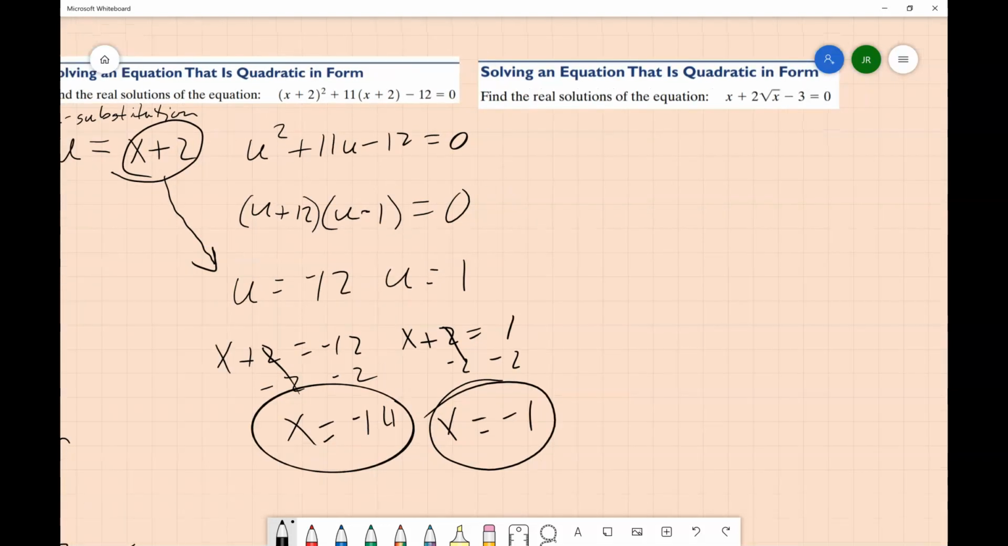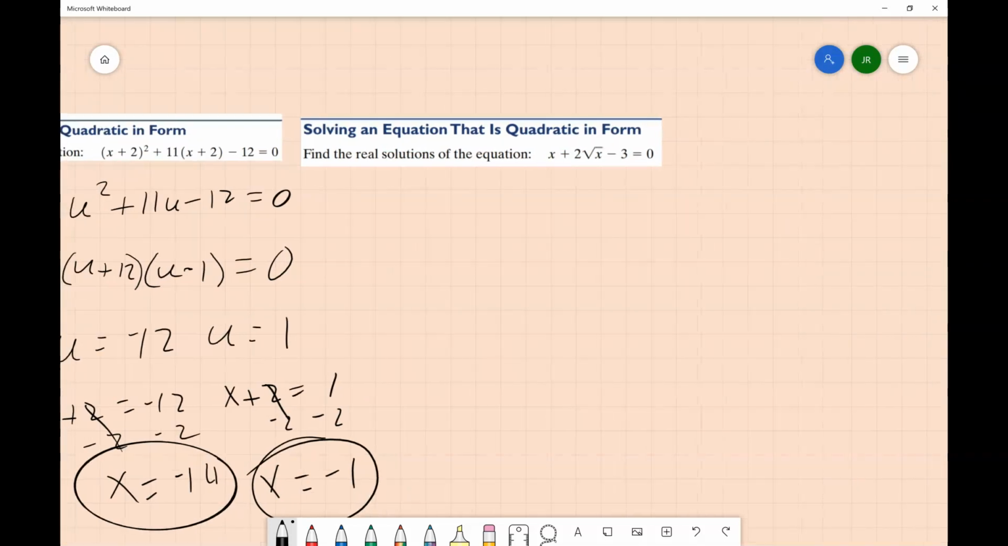Okay. Look at this second example of quadratic in form. Look at this and see, can I make u be something to where this equation would become u squared with something with a u and then a constant? What can I let u be to replace in this equation so that this first term might become u squared and the second term might become something with a u and so on? I'm going to let u be the square root of x.